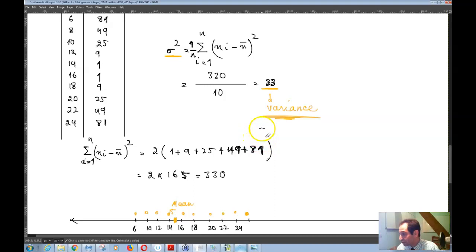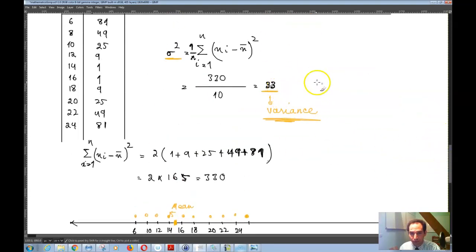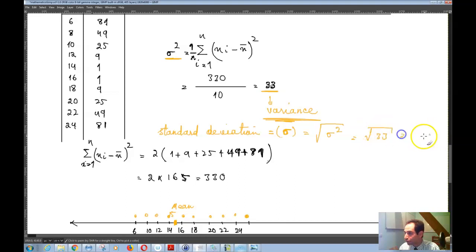So that is basically, for example, variance in this case, and you need to keep this. Based on variance, now if you take the square root of this whole thing, meaning the square root of 33, so now your variance became 33. Now sigma, which is called standard deviation, is basically sigma, and that is actually the square root of sigma squared, right? The square root of sigma squared is equal to the square root of 33, which happens to be 5.74.